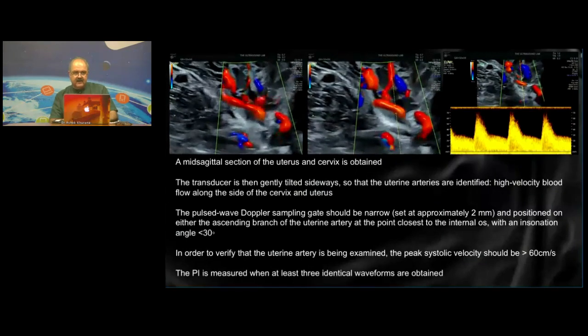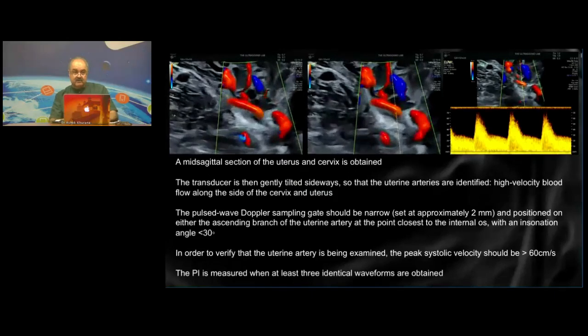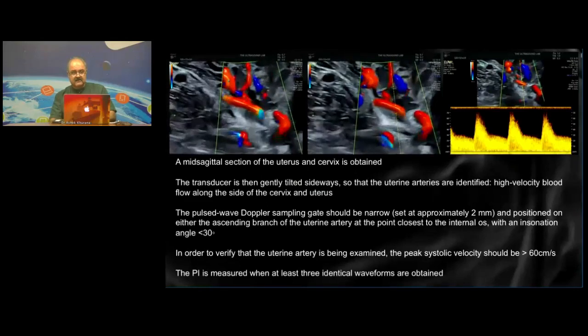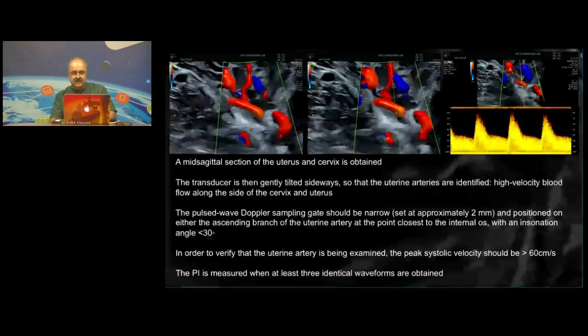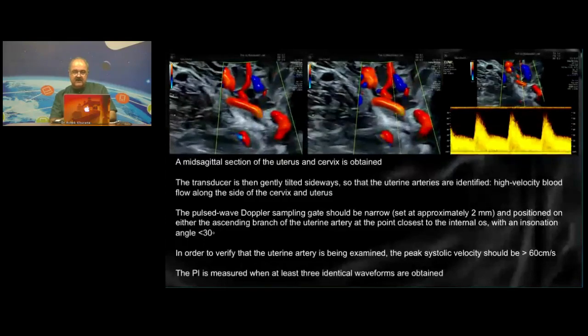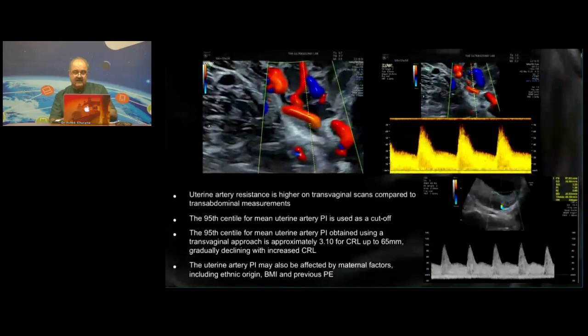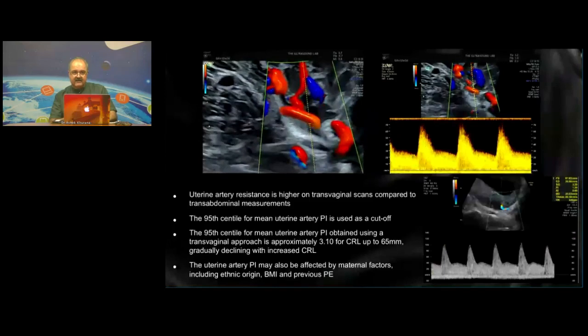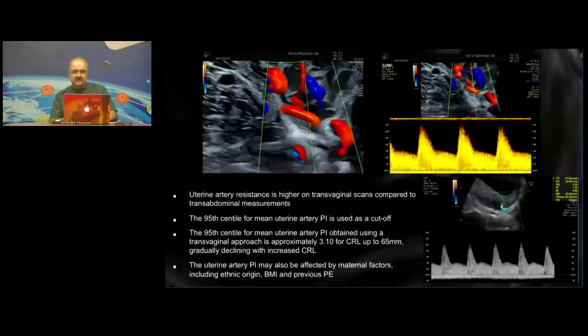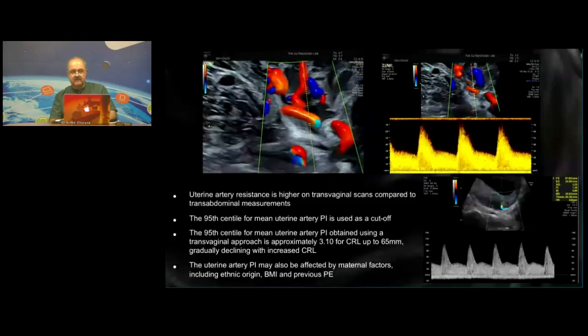You see the uterine artery, the usual mid-sagittal section of the uterus and cervix in long axis, and you've insonated it. You do realize that if I want to make sure that it's the right vessel, I must use an insonation angle less than 30 degrees and then look for a peak systolic velocity more than 60, and then I measure my PI. But importantly, I must understand that a transvaginal reading would be quite different from a transabdominal reading, because you are insonating from a different angle, and because you might be compressing the cervix, and in general, uterine artery resistance is higher on transvaginal scans compared to transabdominal measurements. So this is something very simple about flow, old wine in new bottles, but the new bottle is absolutely fantastic, and that is what we try to aim for.